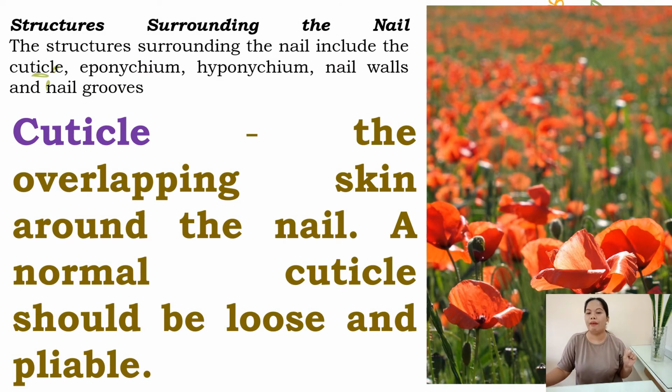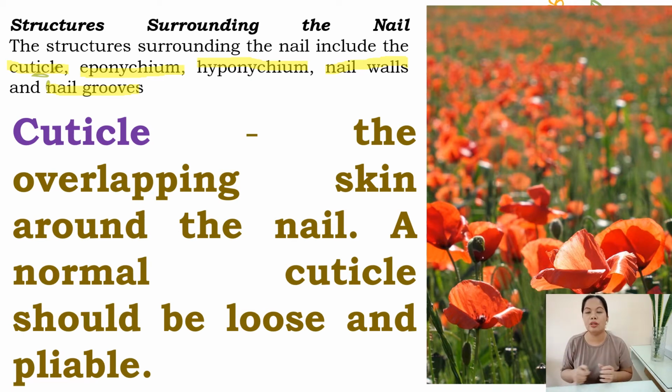Okay, so we have the structures that surround the nail. Okay, this includes our cuticle. Okay, we have the hyponychium. This hyponychium is an extension of the cuticle. And then we have the eponychium. Okay, and then the nail walls and the nail grooves. So when we say cuticle, this is the overlapping skin around the nail. So overlap, meaning to say nasa ibabaw.